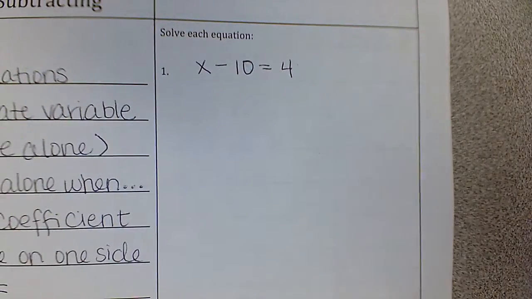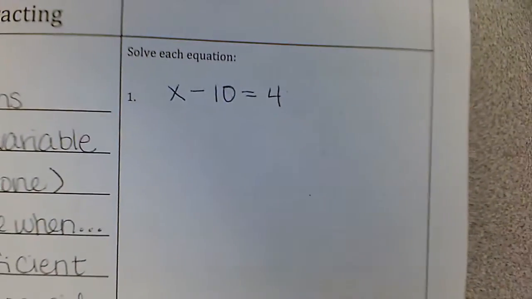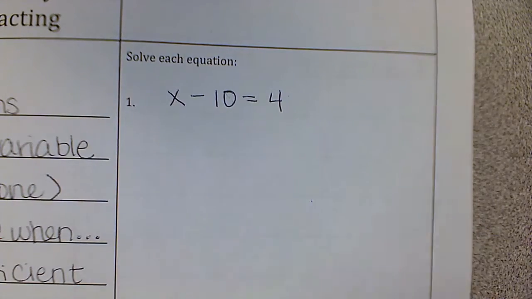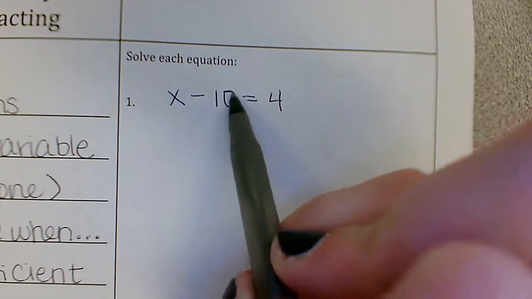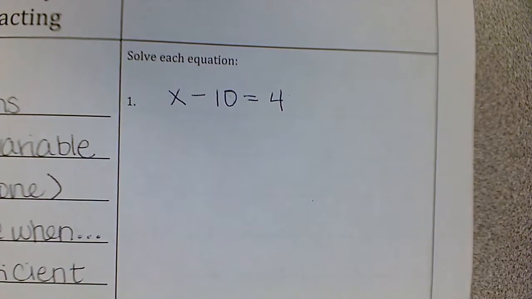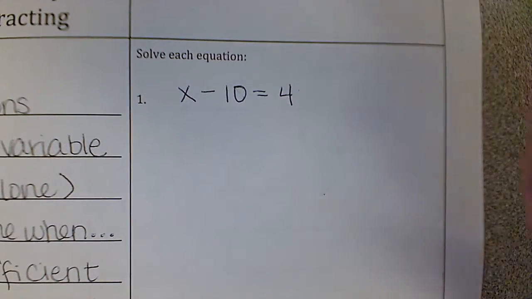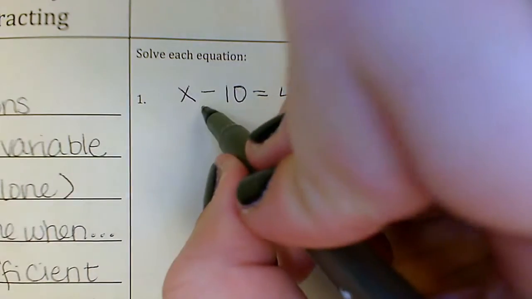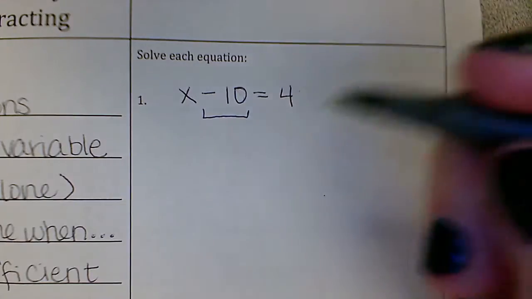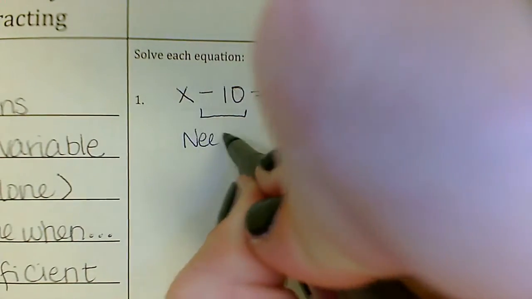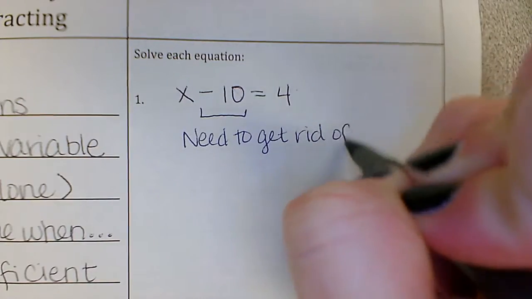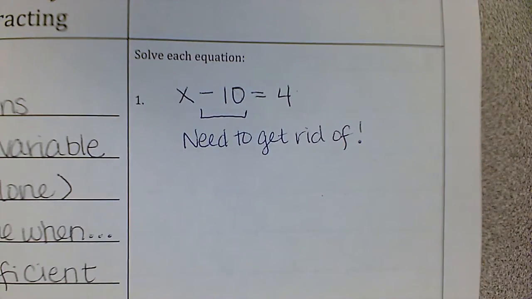So again, we talked about starting off with this equation. So we have x minus 10 equals 4. So when I'm looking over here at what is keeping the x not alone. Oh, what's keeping the x company? That's so sad. We want it to go away though. Okay, so anyways, the minus 10 or the negative 10 that I see there, that right there, we need to get rid of, okay? Because that is keeping the x from being alone.